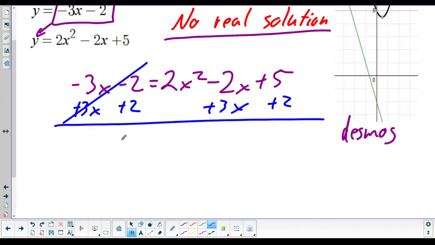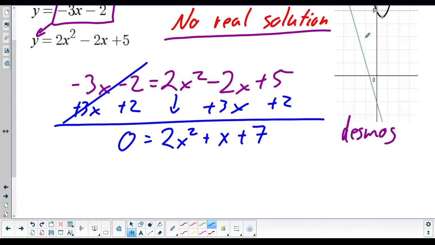So this side cancels and is 0. That's good. 2x squared comes down because there's no like terms. Negative 2 plus 3 is 1, so plus 1x. And then 5 plus 2 is 7. Okay, this thing's not going to factor. I know it's not going to factor because there's no solutions.